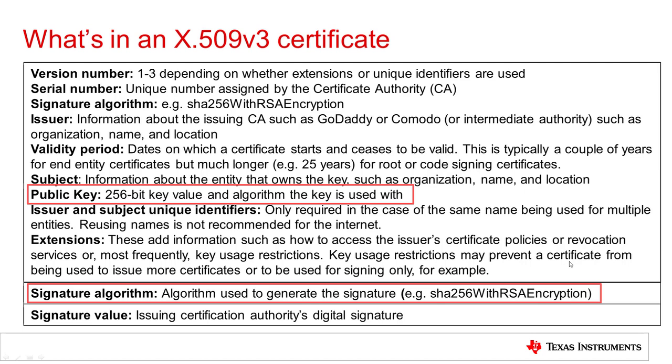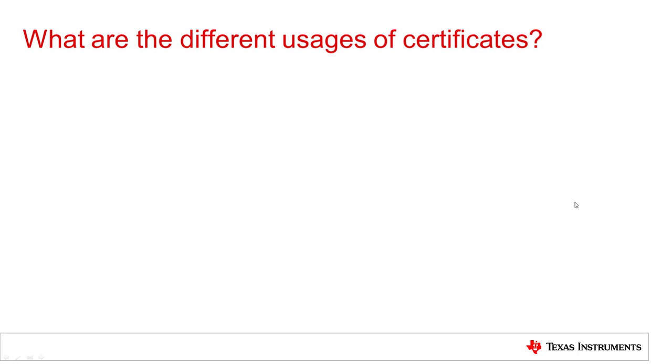Other fields of interest are a validity period. Certificates start and cease to be valid on specific dates. This can be quite short for end entity certificates, but much longer for root or code signing certificates. Finally, key extensions are often used, and we'll discuss the context of those in the next slide a bit more. Let's consider some of the different usages of certificates that occur in IoT applications.